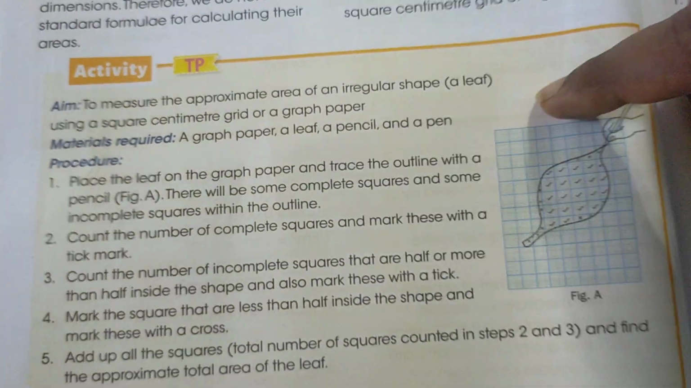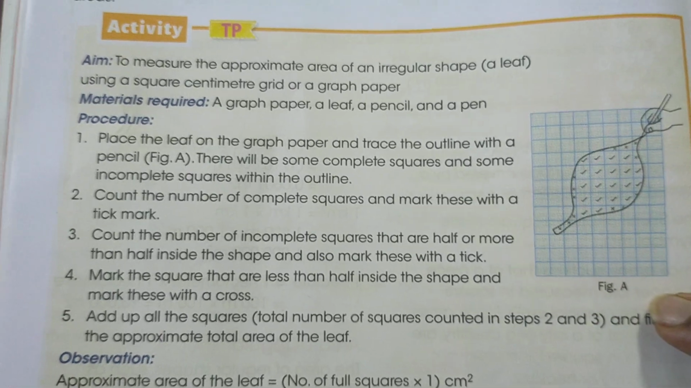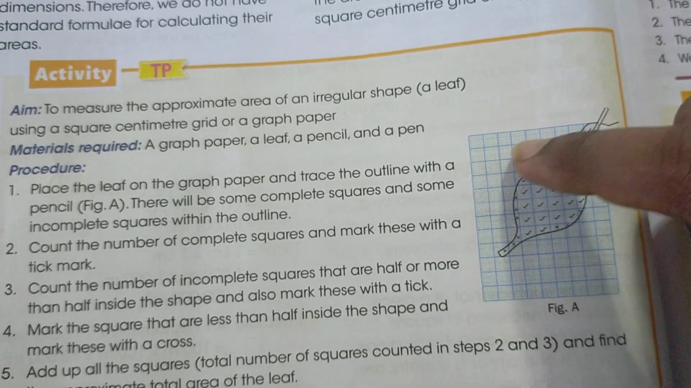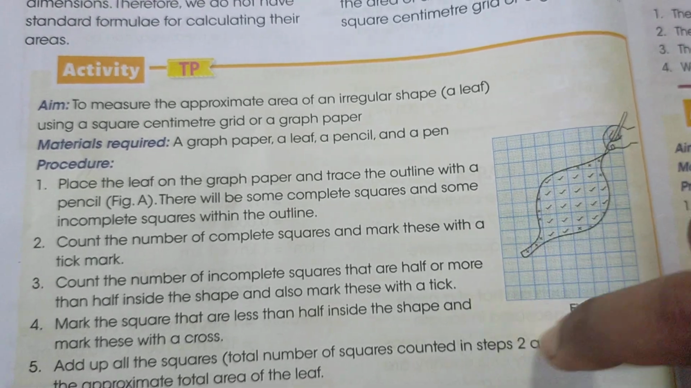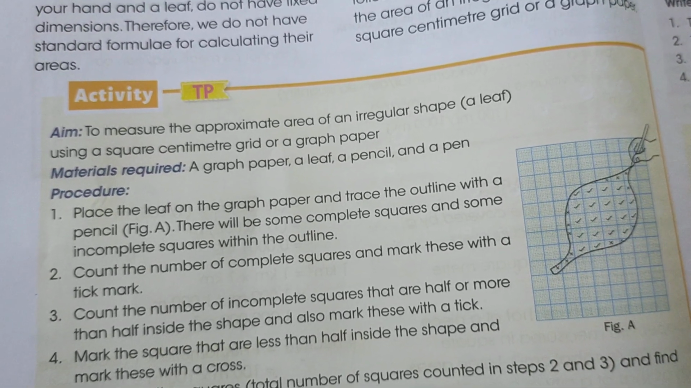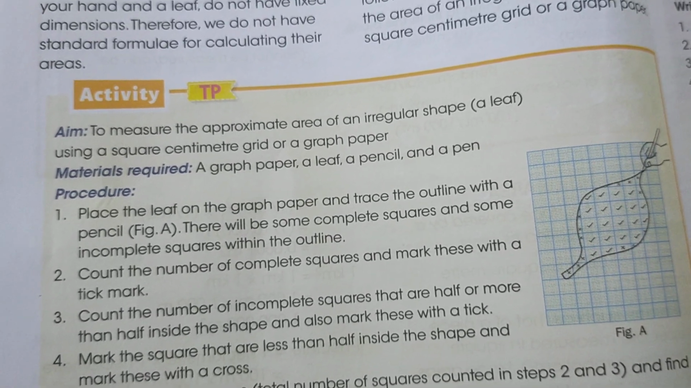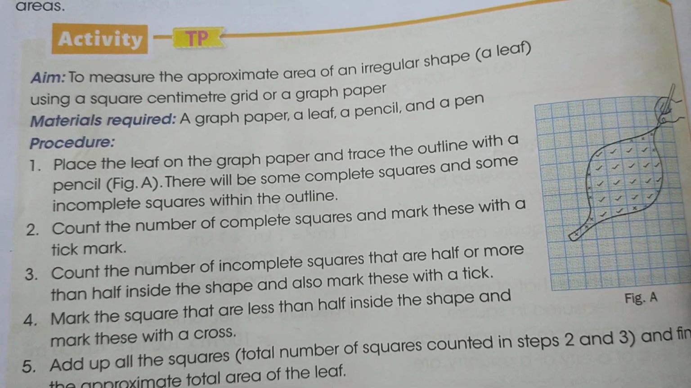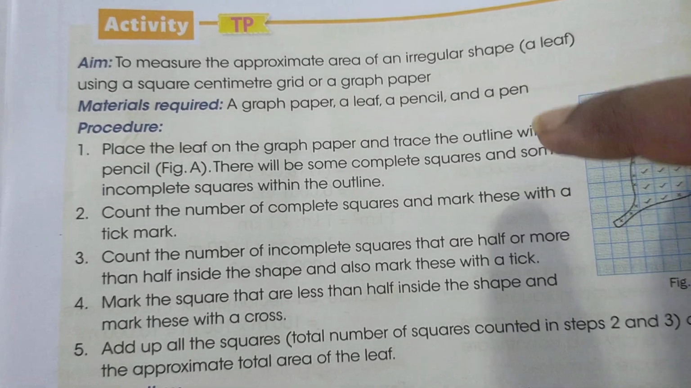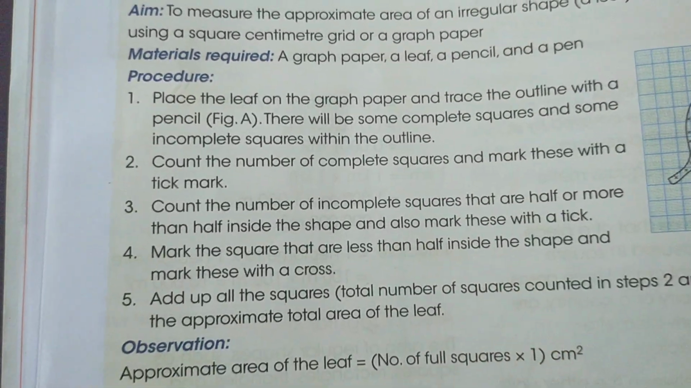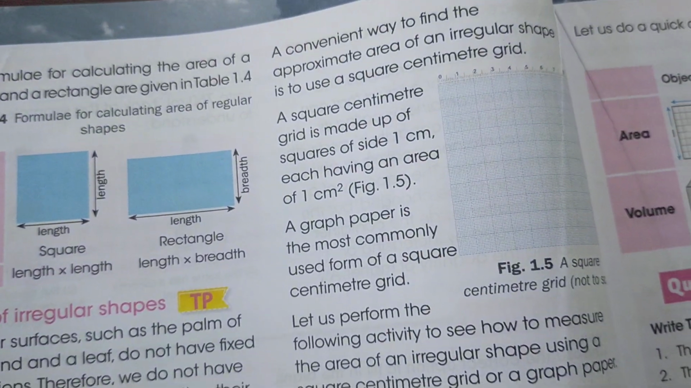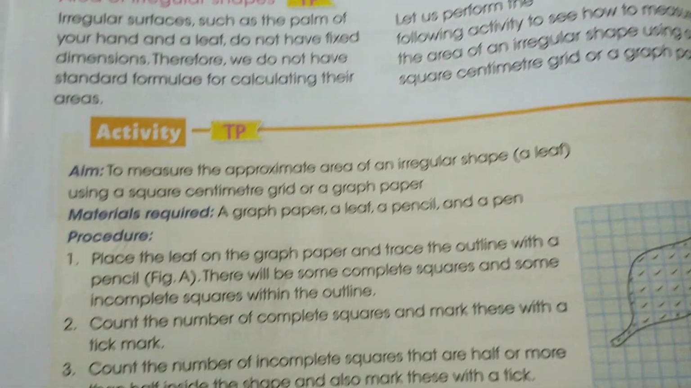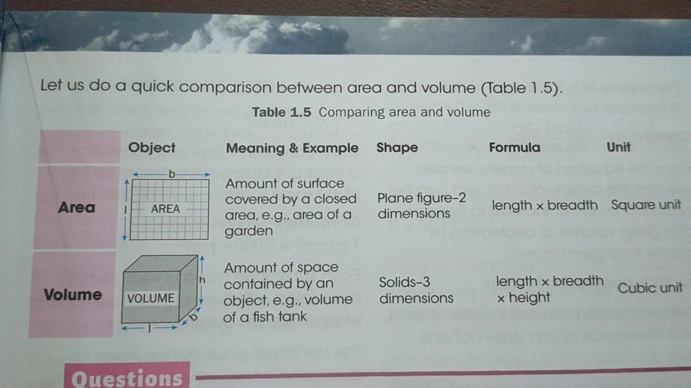And this will also be homework, so you have to go through this activity. You have to see how to calculate the area of any irregular object. Generally we can calculate the area of a square, rectangle, triangle, circle, but if I need to calculate the area of an irregular shape, how will I calculate it? You have to go through this activity by yourself. One example is also given here, so based upon this you will do it. And here there is a comparison between area and volume.